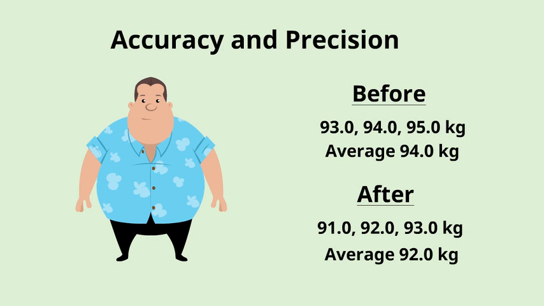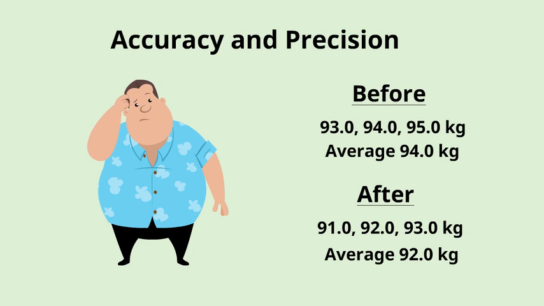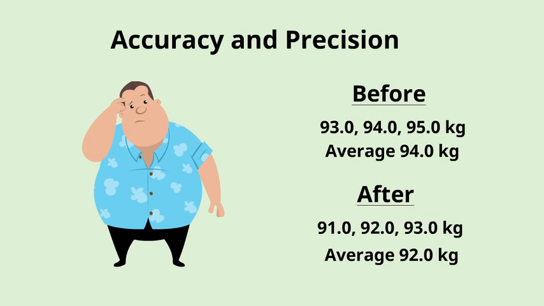Can John still be sure he's lost some weight? In fact, one of the readings before the diet was 93 kilograms, and one of the readings after the diet was also 93 kilograms. So if you looked at these figures alone, you might think the diet hadn't worked. So it's harder for John to tell if he's really lost weight when the results are more scattered, less consistent if you like. So when we look at scientific results, we have to look at the values themselves as well as the scatter of the data.